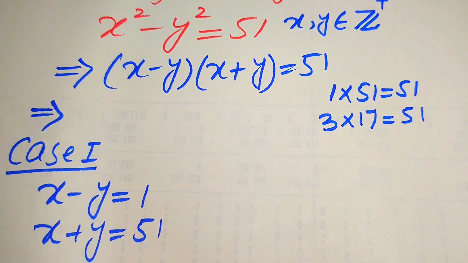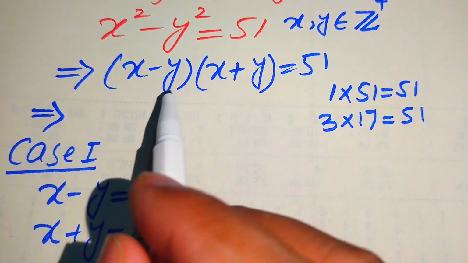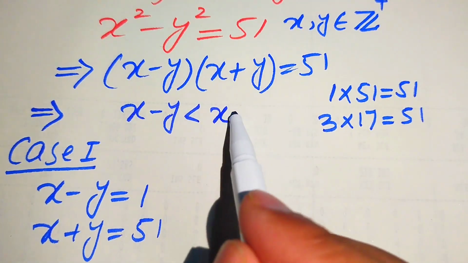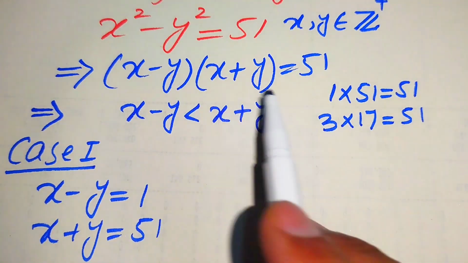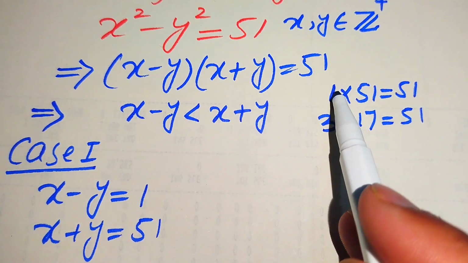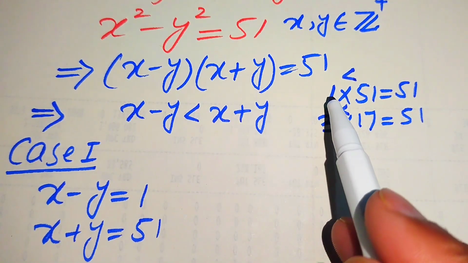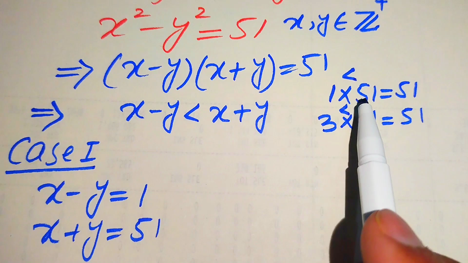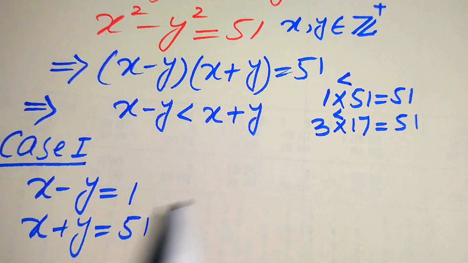So here you remember again one thing is that if we make the relation between x minus y and x plus y, x minus y is always less than x plus y. So here we equate those factors in which the first number is less than the second number. So 1 is less than 51 and 3 is less than 17, so 1 and 3 are lesser terms, so we equate them to x minus y, and 51 and 17 are greater terms, so we equate them to x plus y.